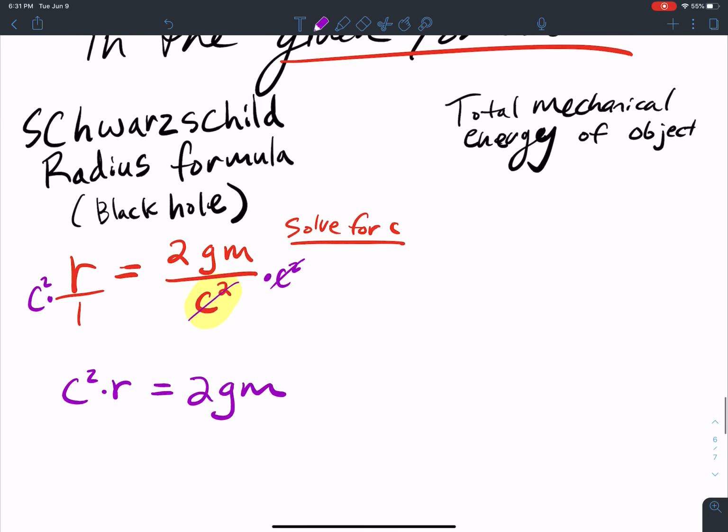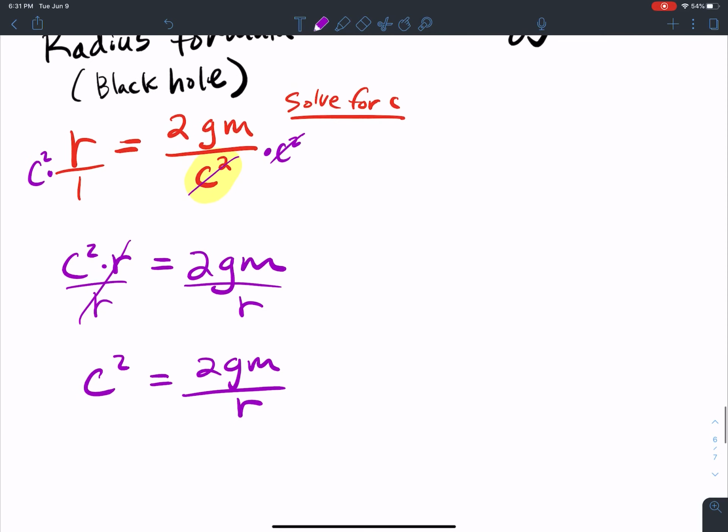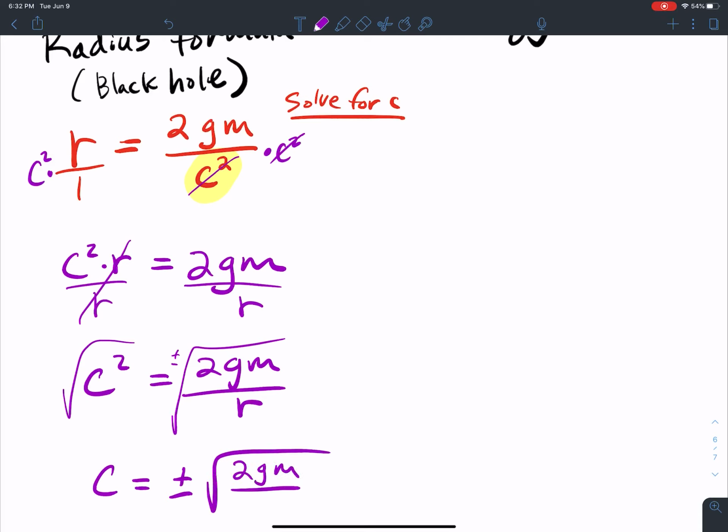Now, I want to get c by itself, so what's holding me up? The r. The inverse of multiplying is division, so I'm going to divide by r on both sides. So I have c squared equals 2Gm over r. Now, to get the c by itself, I take the square root. When I take the square root, I get a plus and a minus. So c is equal to plus or minus the square root of 2Gm over r, the speed of light.